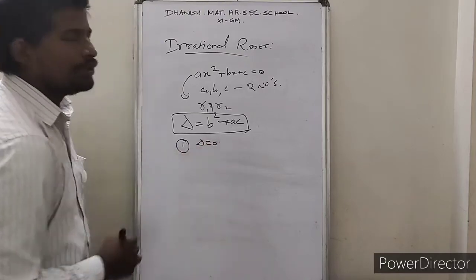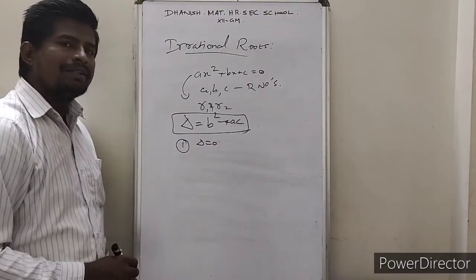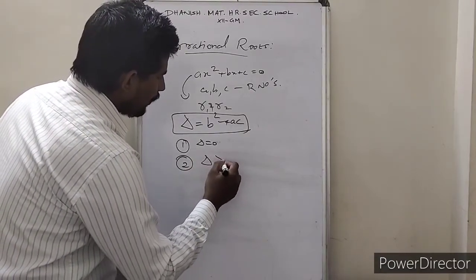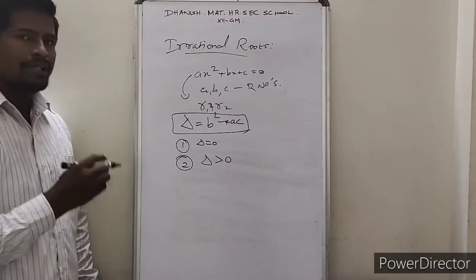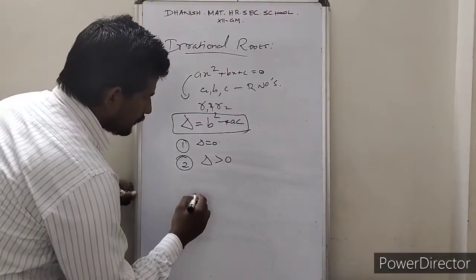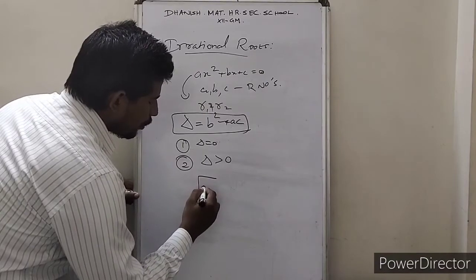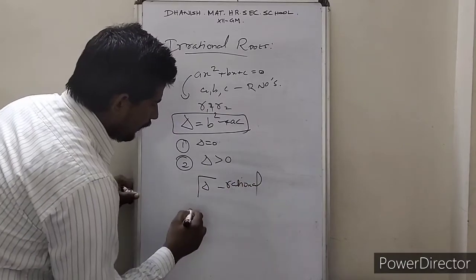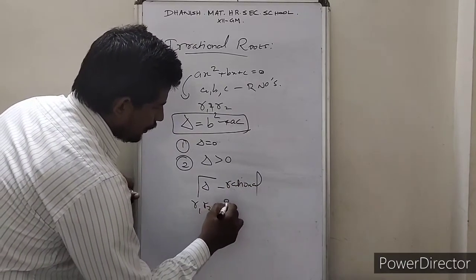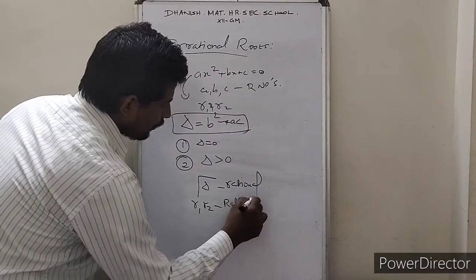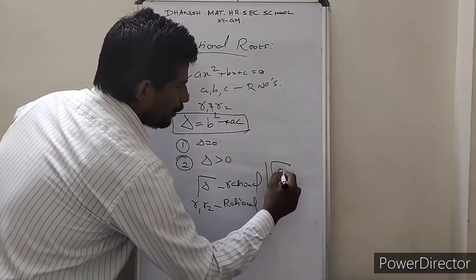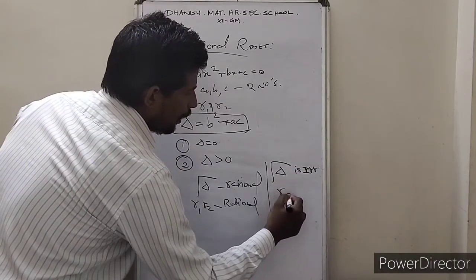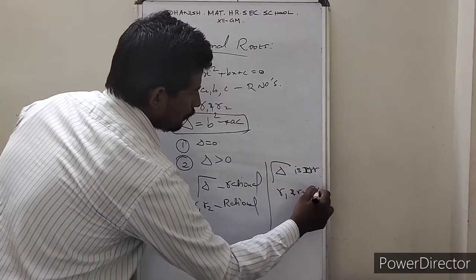When discriminant equal to 0, then the roots are real and equal. Second one, if discriminant is greater than 0, that is if the discriminant is positive, then there are two cases. If square root of discriminant is rational, then r1 and r2 are rational. If square root of discriminant is irrational, then r1 and r2 are irrational numbers.